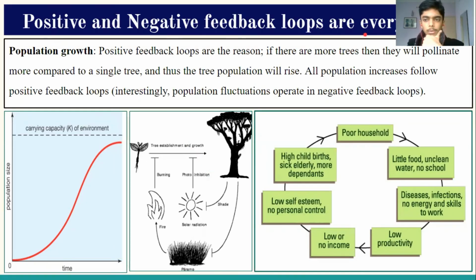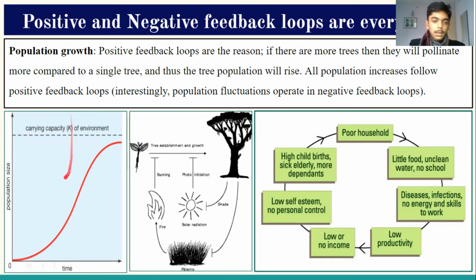Positive and negative feedback loops are literally everywhere. Now, why I'm saying this, you'll very much understand now. Positive feedback loops are the reason for population growth, as we had discussed in the previous example. Now, this applies for trees as well, and any population growth. If there are more trees, then they will pollinate more compared to one single tree, and thus the tree population will rise very much. All population increases follow a positive feedback loop. Right, more birds, more population, and that cycle keeps repeating.